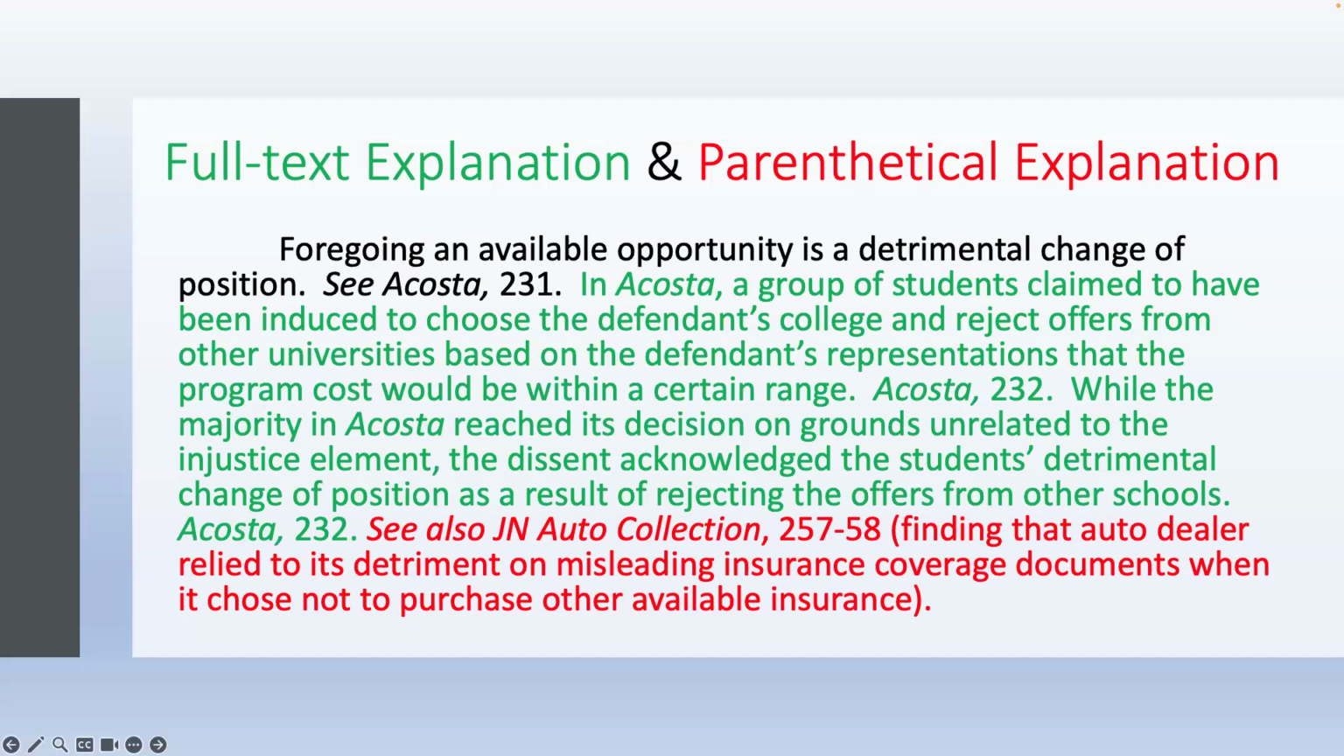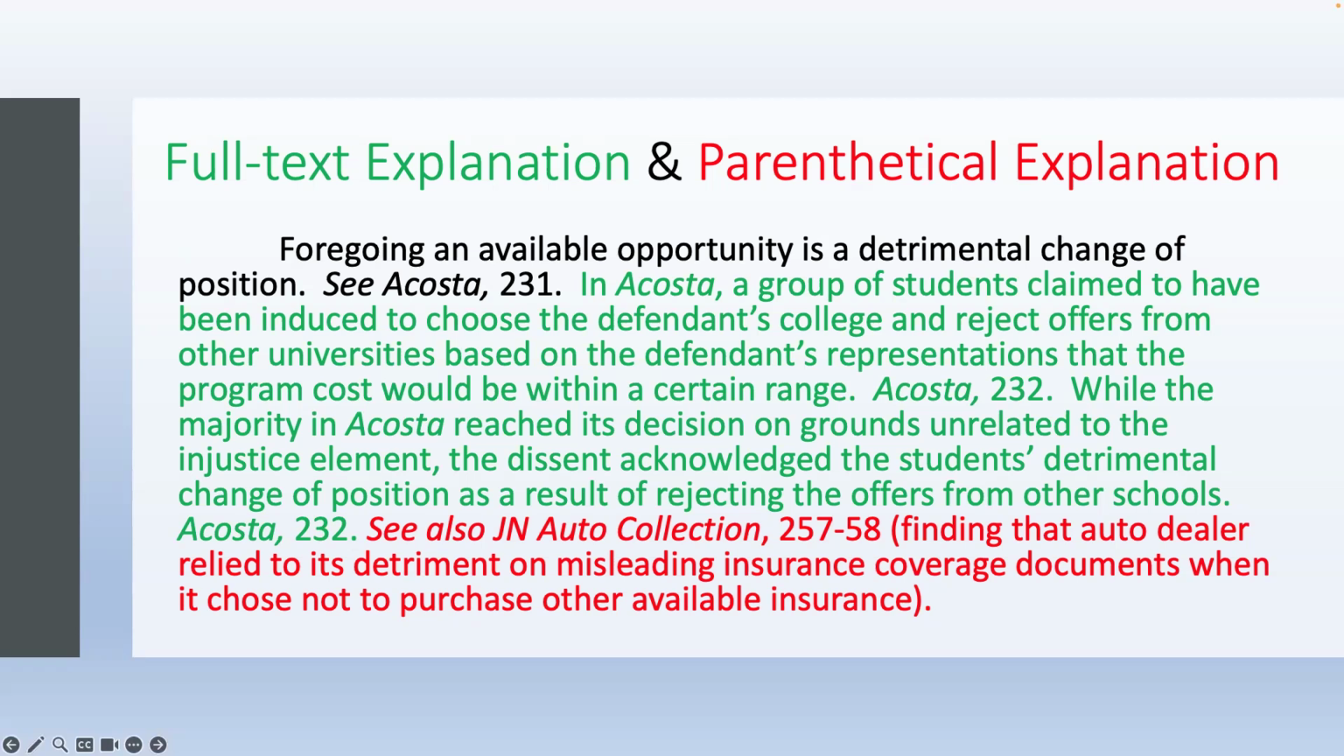Parenthetical explanations are usually used to help support a position you had just talked about. So here you have see also JN Auto Collection, 257 to 58, finding that auto dealer relied to its detriment on misleading insurance coverage documents when it chose not to purchase other available insurance. So again, it's supporting the FHR that was there.